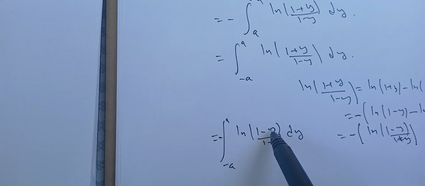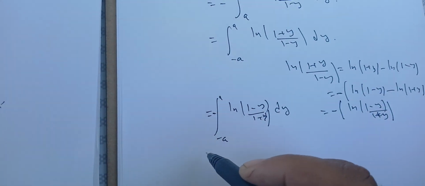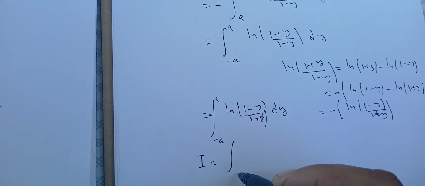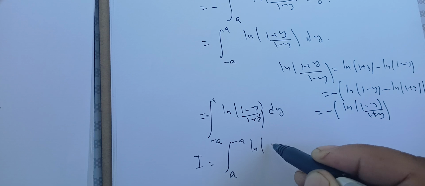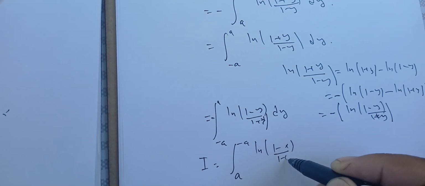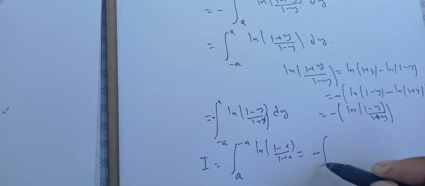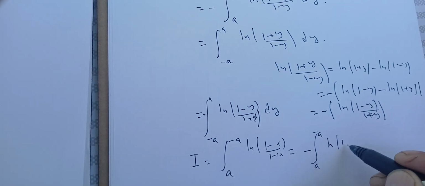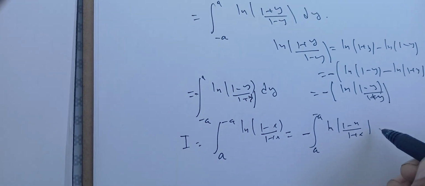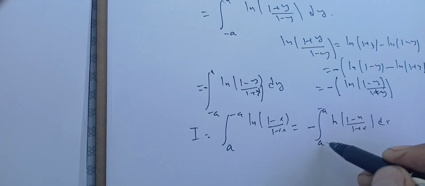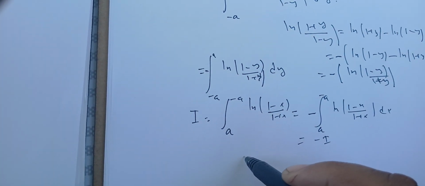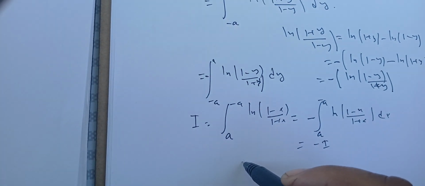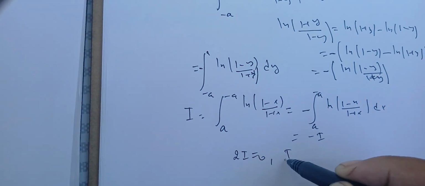And if we switch to x, because the y doesn't matter, we can write this one as I, the integral between a and minus a of the natural log of 1 minus x over 1 plus x, is equal to minus the integral between a and minus a of the natural log of 1 minus x over 1 plus x dx. And this is minus I. Therefore, we get that 2I equals 0, and therefore I is 0.